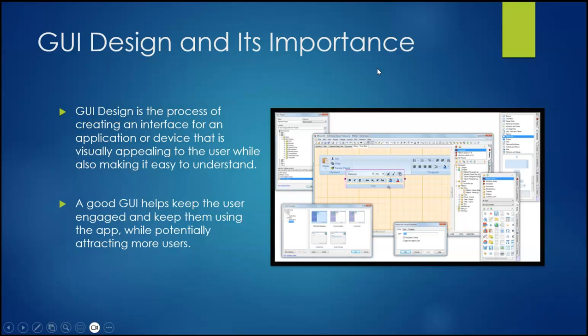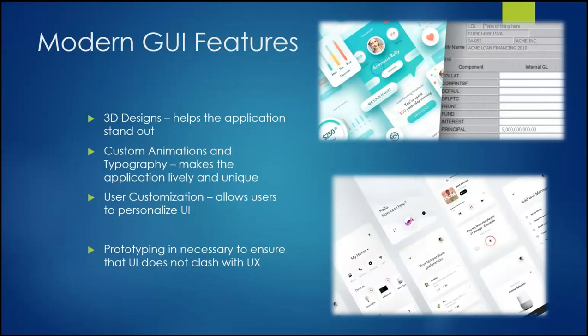Now, GUI design is a process of making an interface that's both visually appealing to the user and easy to understand. This can be utilized in games, applications, websites, and many other programs or electronics. Now, why is it important? Well, a good GUI helps keep the user engaged. It keeps them using the app, doesn't drive them away, while also attracting new customers and users.